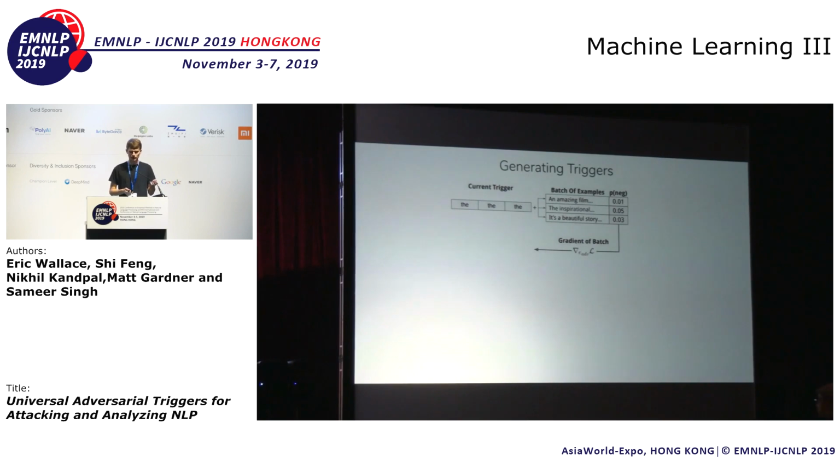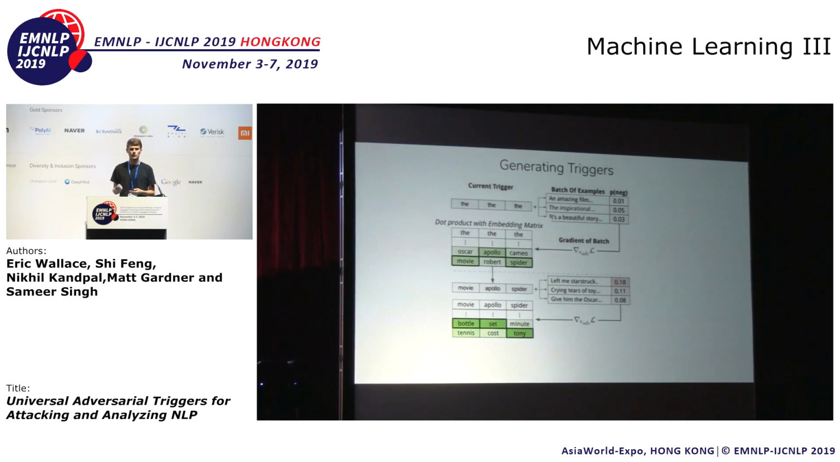We then take those embeddings and dot product them with the word embedding matrix, which gives us a bunch of scalar scores for all the words in our vocabulary. These scores roughly tell you, if I replace the word "the" with a different word, how much will it increase the negative probability? We then take the argmax of those scores, and that becomes the trigger at the next time step, which we just iteratively repeat. Eventually we get a trigger that looks like "zoning tapping fines." When you concatenate it to a bunch of positive movie reviews, the model predicts negative instead of positive.